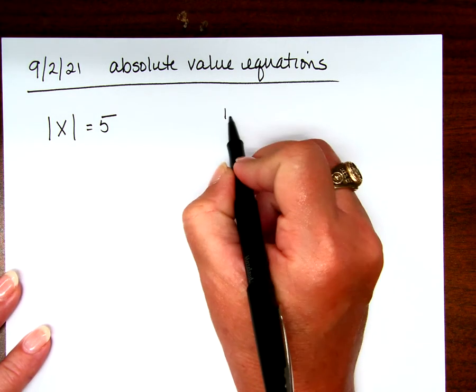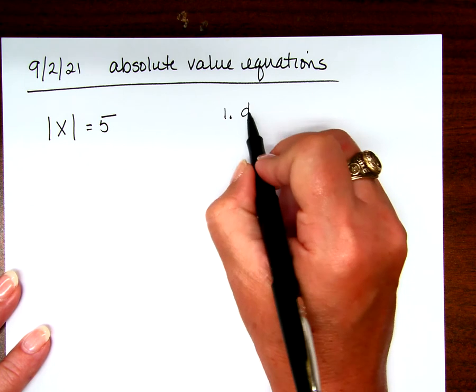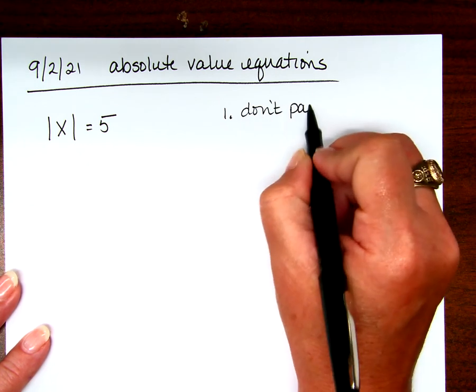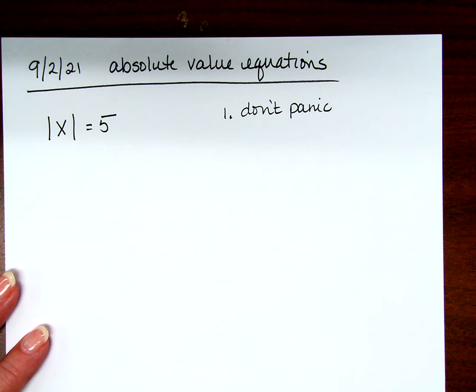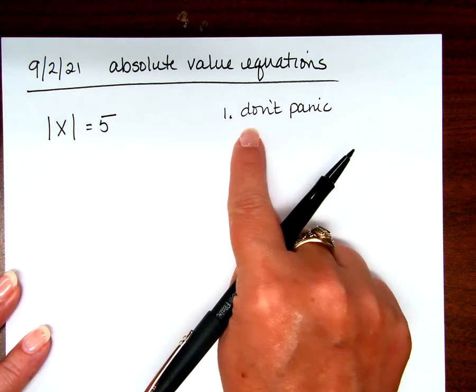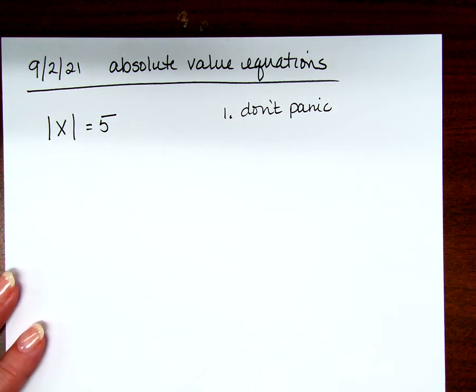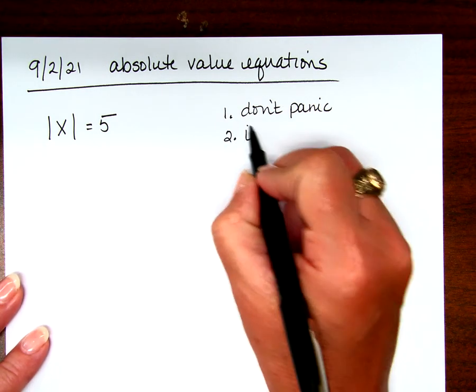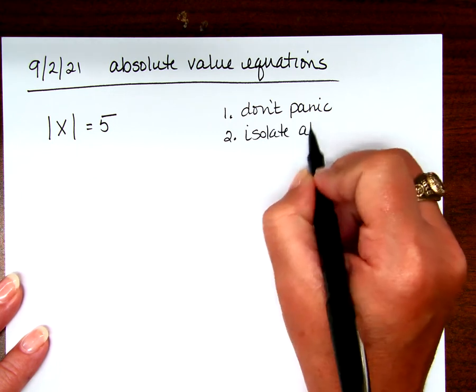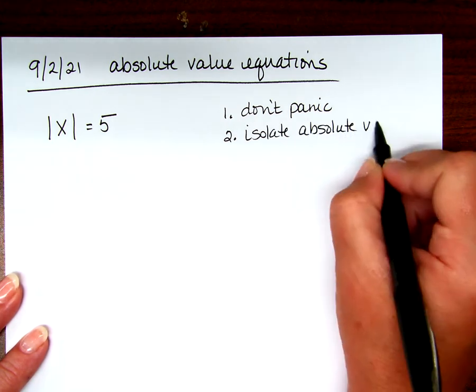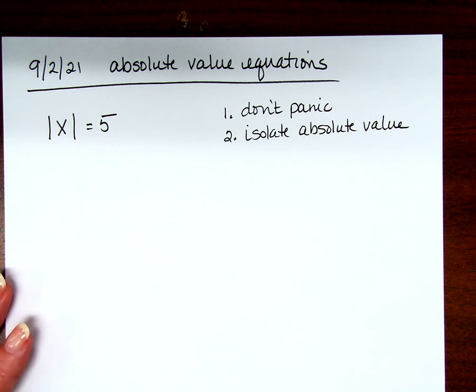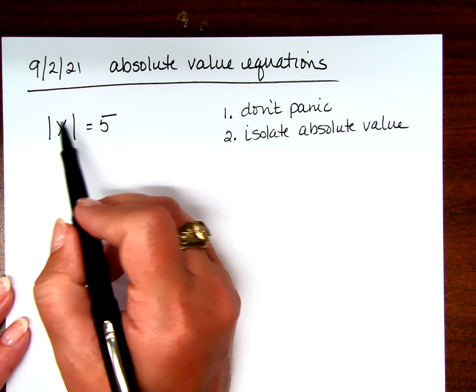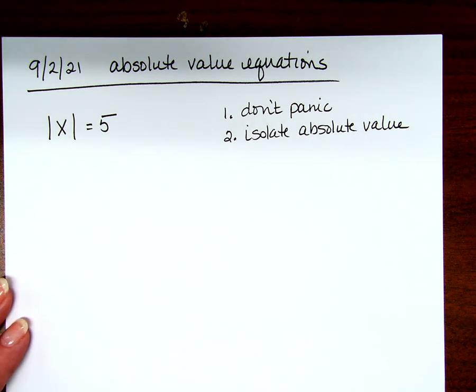Okay? Step 1, when we're solving absolute value equations, is don't panic. For the record, that's going to be our step 1 for literally every problem that we do this year. Okay? Step 2, we need to isolate the absolute value. What do I mean by that? Well, I mean the absolute value is on one side of the equation and everything else is on the other side of the equation. Well, isn't that already done here?